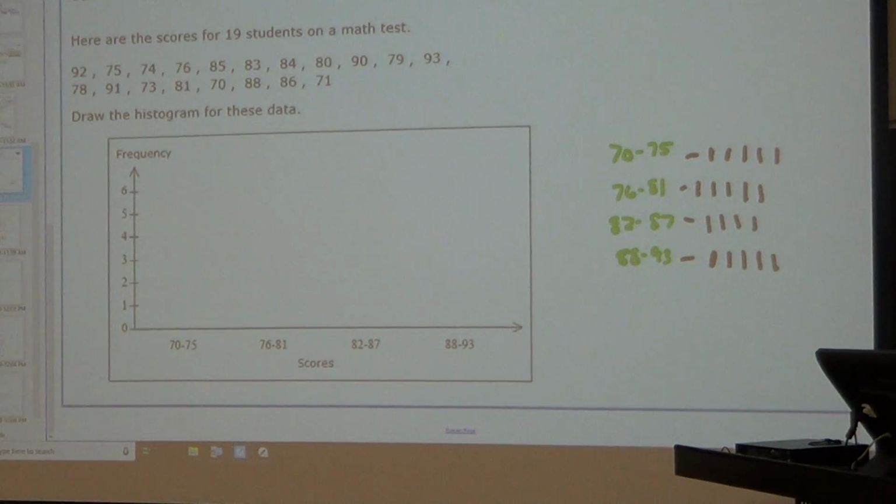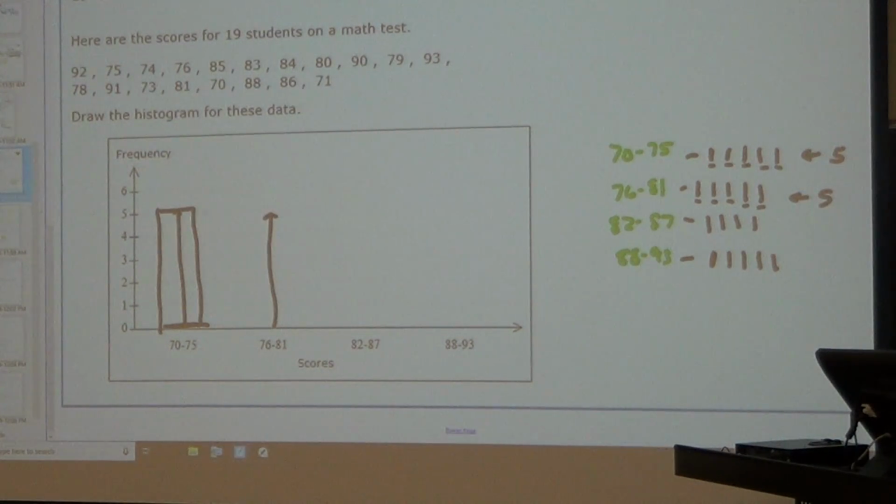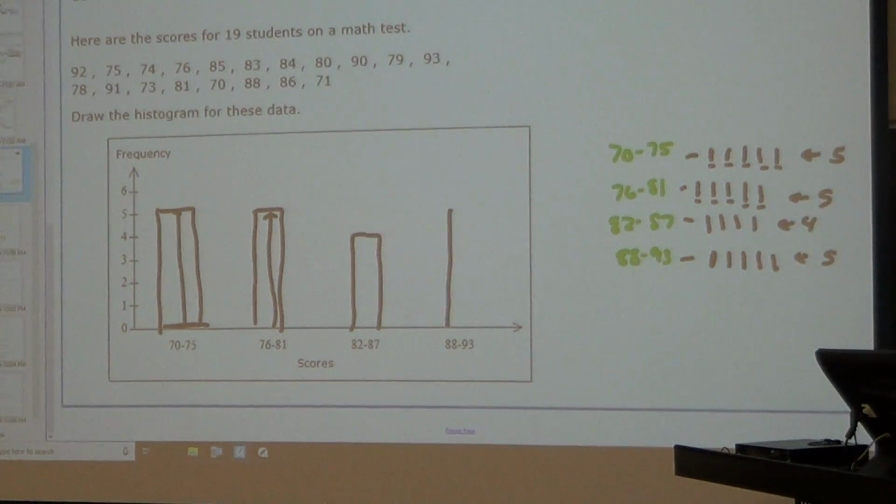Okay, so now there are 1, 2, 3, 4, 5. So there's a little bar right there, and you pull the bar up to 5. And this one is 1, 2, 3, 4, 5. So you pull that bar up to 5. And this one has 4. So you pull that bar up to 4. And you pull this bar up to 5. And you're done. Now, another way that I double check, what is 5 plus 4 plus 5 plus 4?